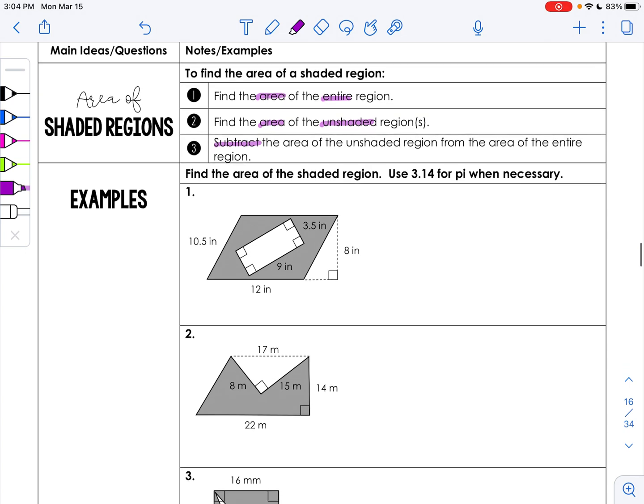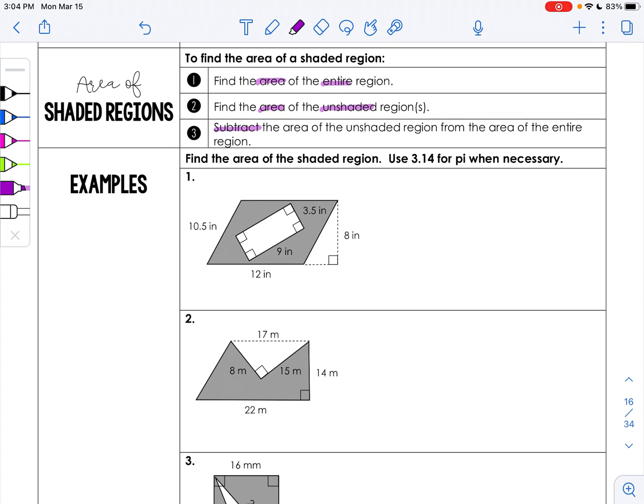So let's take a look at some examples. And as we look at these examples, make sure we're using 3.14 for pi instead of the pi symbol. When you take a look at number 1, we're going to start by setting up our workspace as soon as we see shaded and unshaded. So what our workspace is going to look like is on one side, we're going to have the entire shape, which is a parallelogram for this example. And on the other side, our unshaded is a rectangle.